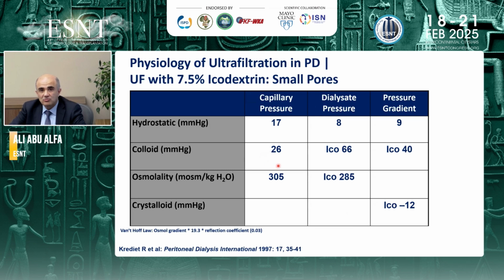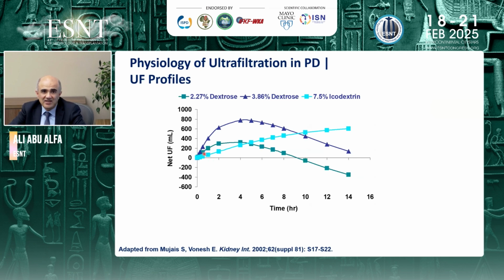Icodextrin. So this is a large molecule. These numbers are the same. Icodextrin has a big oncotic pressure of 66, and that puts the gradient in positive territory. In fact, it is hypo-osmolar compared to plasma, but still the balance is in favor of water moving through this oncotic gradient from the plasma into the dialysate. But the numbers here are much smaller, so the jet power is much less, but as we know, it is much more sustained.